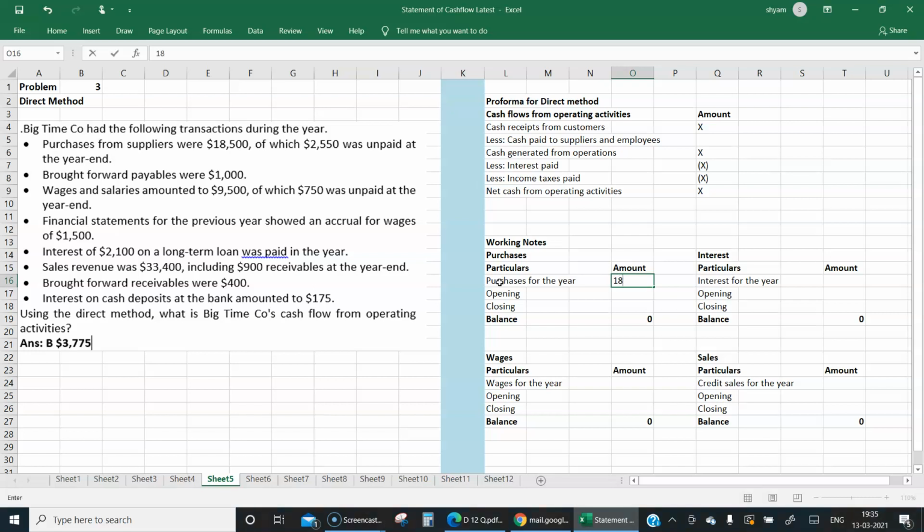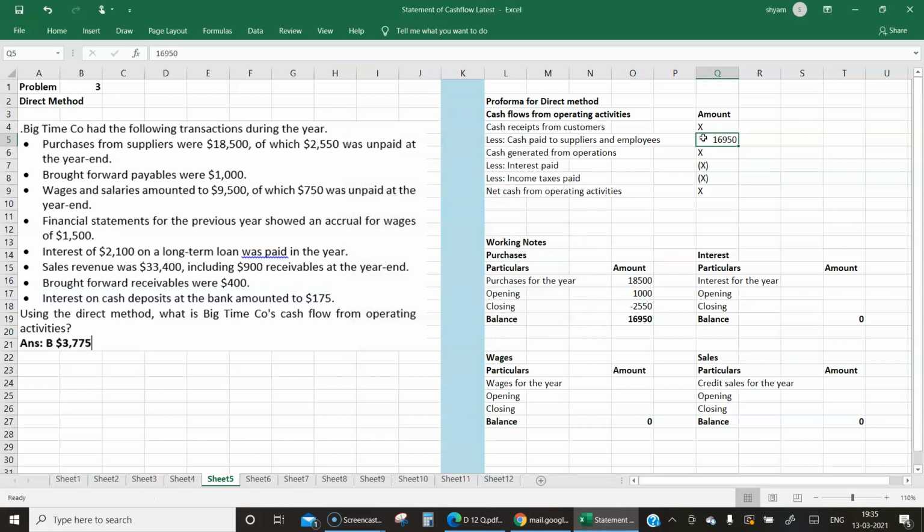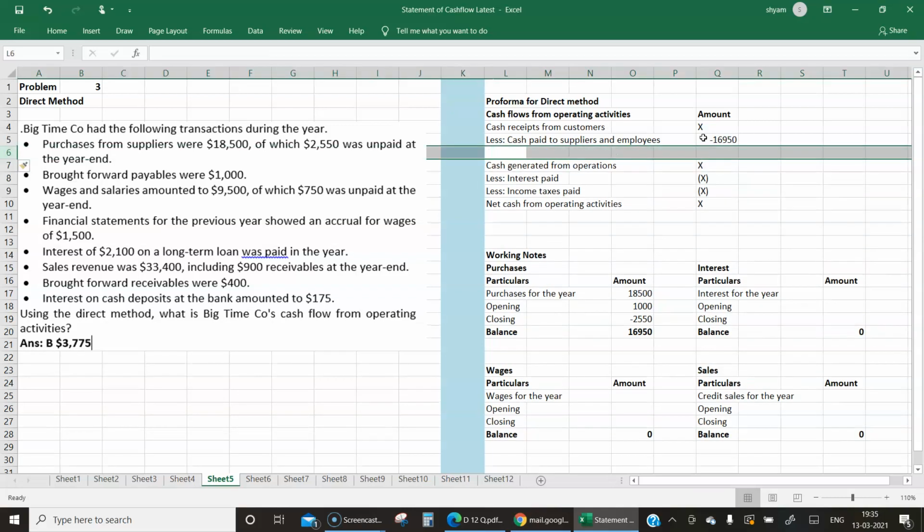If you have done it, I will show you how the working works. It's 18,500 of current year purchases. The amount which is still pending is 2,550. The opening balance which was brought into account was this number. So this is the purchase number, and it's a negative number. And then we have wages.